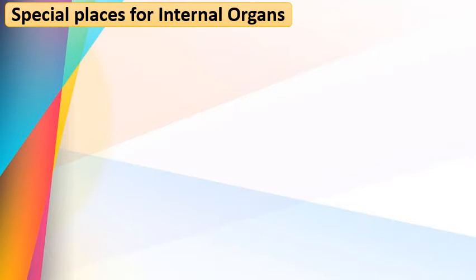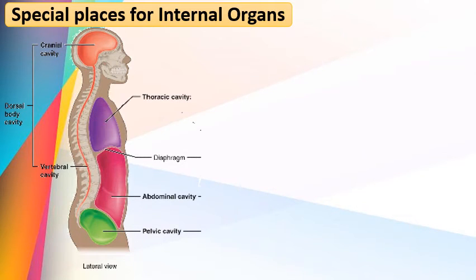Students, there are special places for internal organs. You know that there are so many internal organs, and each internal organ has its own special place. See, this is a lateral view of our body. Okay. Now here you can see a cavity, here also, here also, here also, isn't it? In these cavities the internal organs are situated. This is called cranial cavity. This is thoracic cavity and this is a diaphragm. Okay. And here this is abdominal cavity and this is a pelvic cavity.